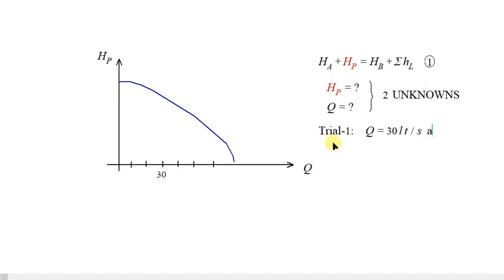So, and I can write it is assumed. Okay, assumed Q of 30. Then try to solve the Bernoulli equation. Solve equation 1. We can write solve 1. Solve equation 1 for what? For HP, which is head of the pump.